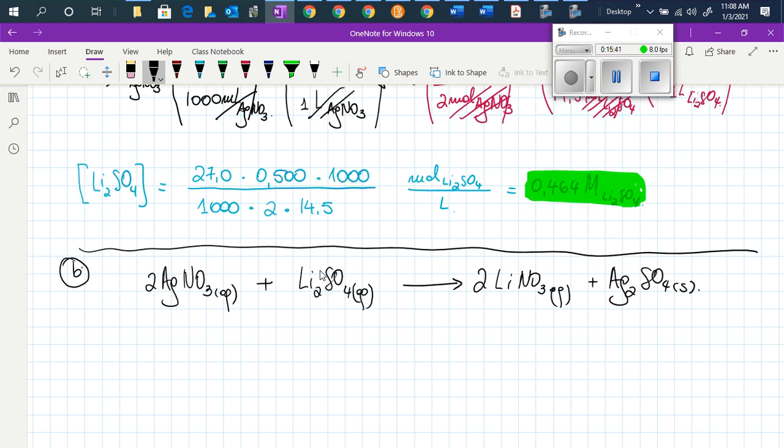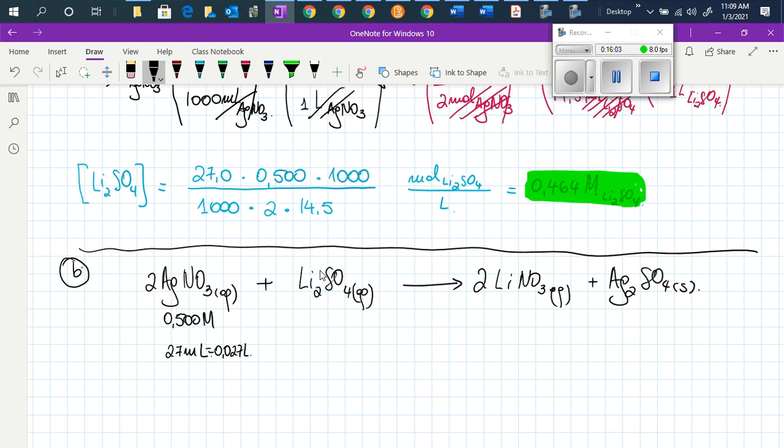Okay, so now what was given was that the molarity of silver nitrate is 0.500 and the volume is 27 milliliters, which you can write as 0.027 liters.